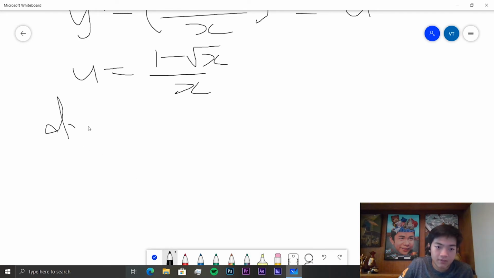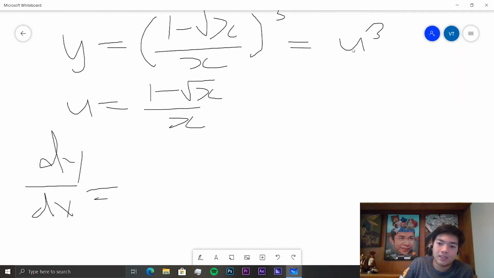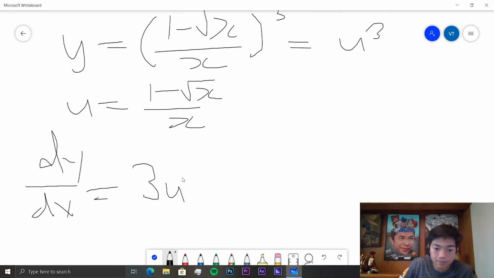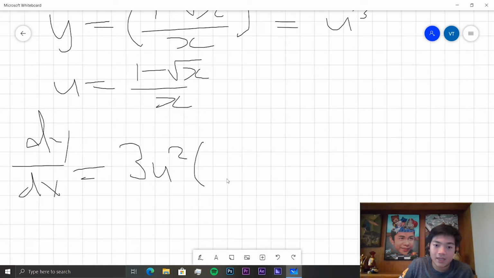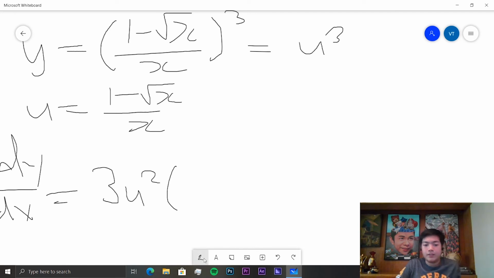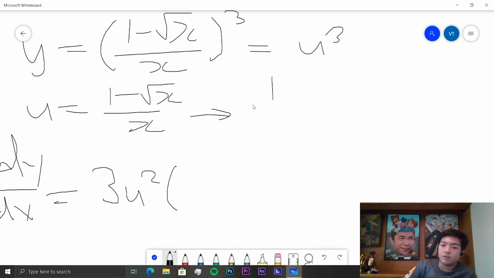Well, let's get the derivative now. dy over dx is equal to dy over du, which is 3u squared, multiplied by du over dx. What's the derivative of this function? Well, this would be equal to 1 over x, which is negative x to the minus 1, minus square root of x over x, which is simply square root of x. No, sorry, negative square root of x.